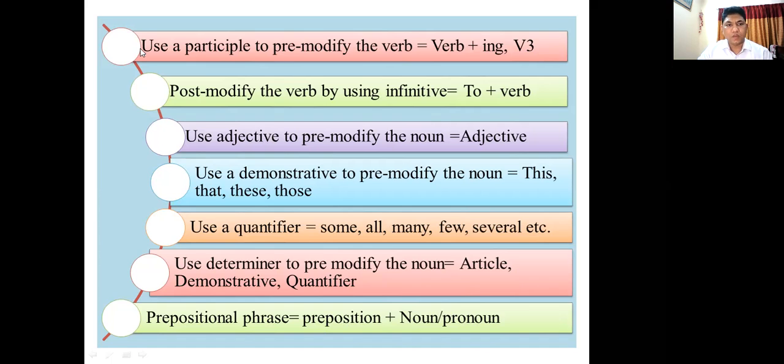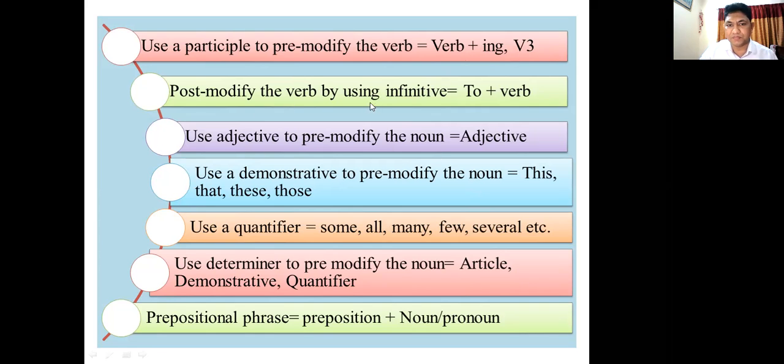I repeat, use participle to modify the verb. If the question setter doesn't mention whether you will use present participle or past participle, in such cases you can use verb in ing form or past participle form, depending on the sentence structure. If the sentence demands verb plus ing form, you have to use it. If the sentence demands verb in past participle form, you have to use past participle form.